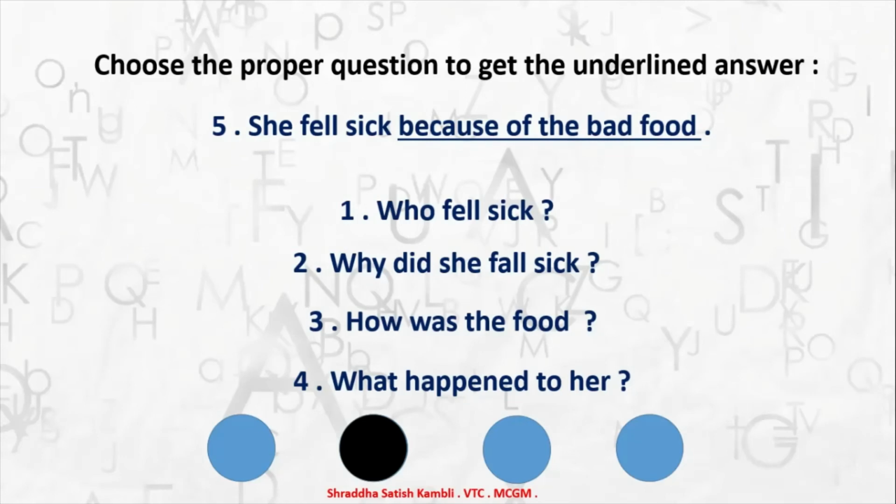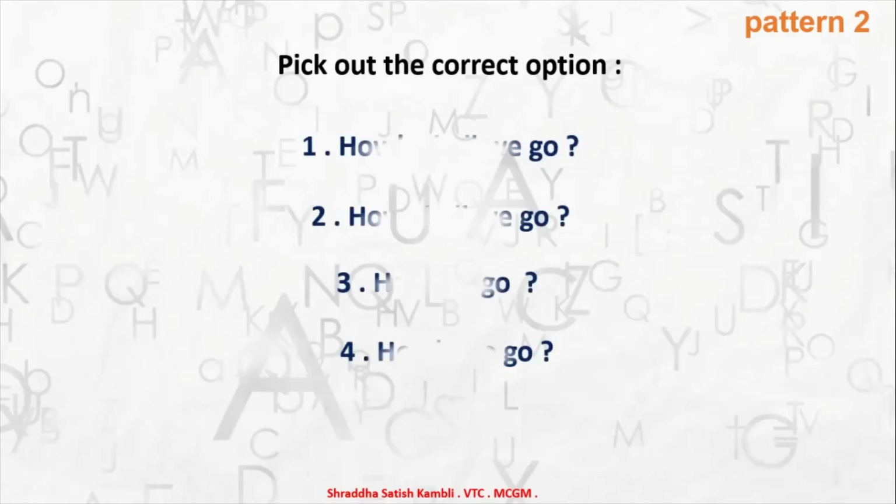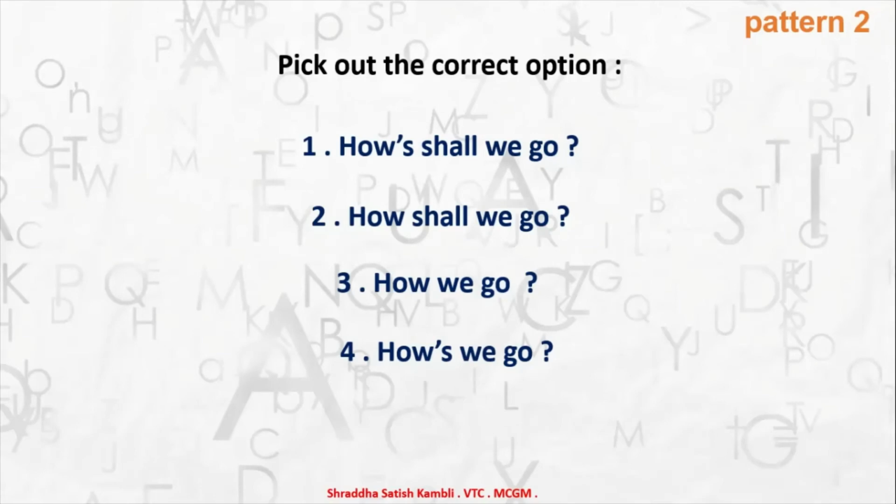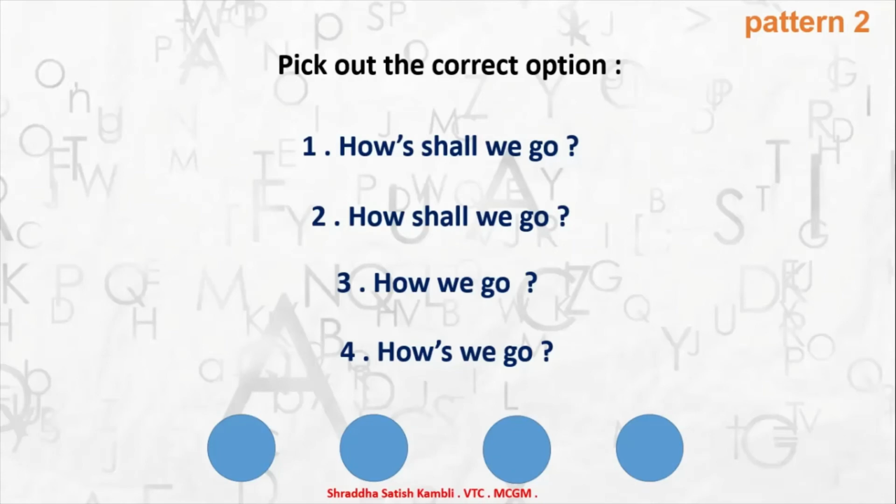Okay, let's move on and let's go to the second pattern for today. Pick out the correct option. So we have to just pick out the correct option from the given options and write the answer. Hows shall we go? How shall we go? How we go? So there are certain places where there is no auxiliary verb, certain places there is no modal auxiliary. So come on, make your selection. What's the right answer? How shall we go is the correct answer.